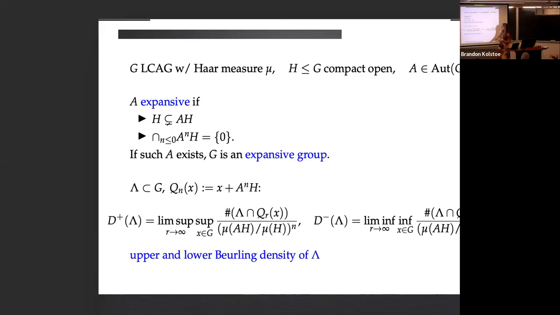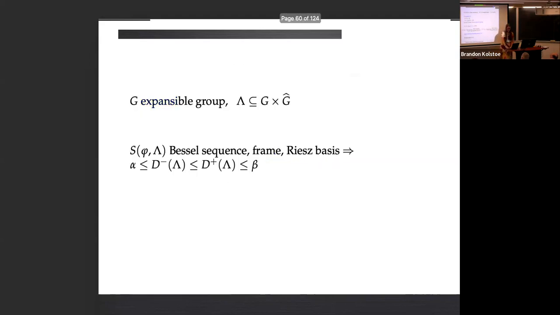And we define very similarly upper and lower Beurling density. So now the main difference here is that instead of having our cube, we now are taking powers of A applied to H, and you're sifting it by X. And this volume has been replaced by taking the ratio of the Haar measure of AH with the Haar measure of H. And this is independent of the automorphism. So that's an important thing to note because it's defined using the automorphism, but it's independent of that.